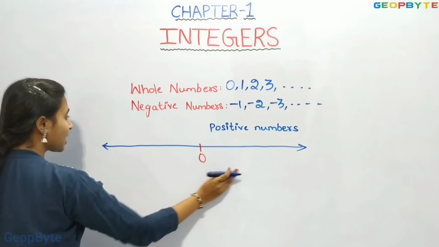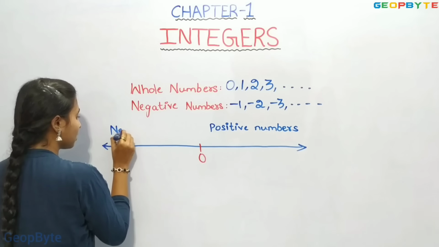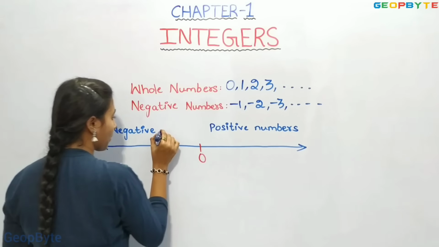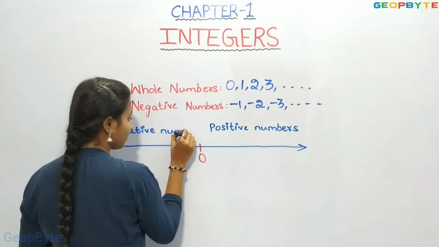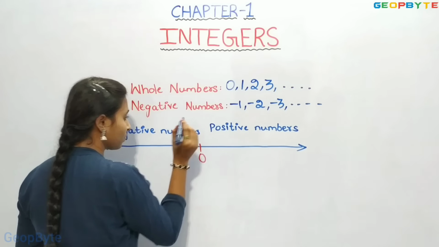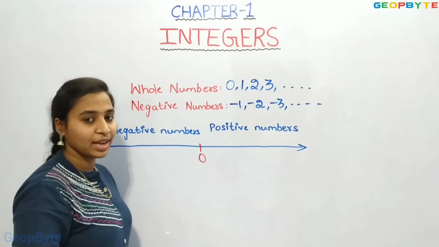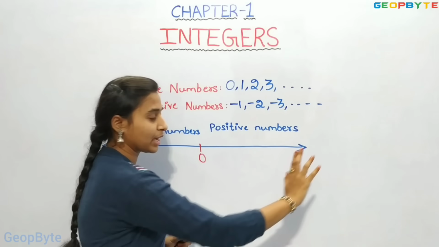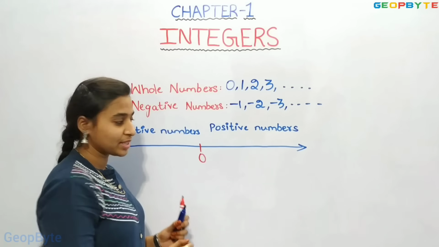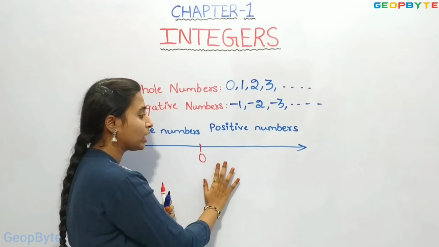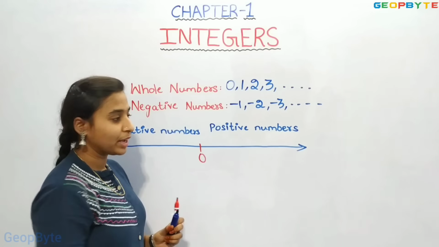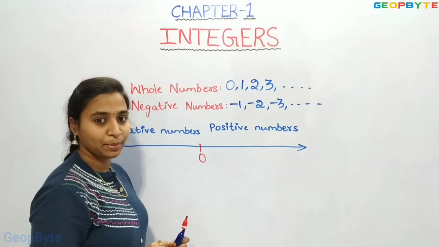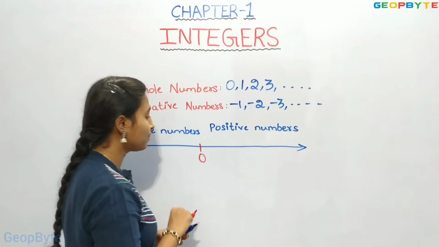Positive numbers on this side. Negative numbers on this side. As I said, if 0 is there, these numbers become whole numbers. If 0 is not there, only from 1 to 3, it will become positive numbers. That's why I have written positive numbers. Let us write the numbers now.